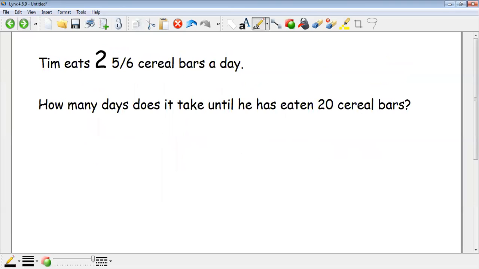And lastly, right, Tim eats 2 and 5/6 of cereal bars a day. How many days does it take until he has eaten 20 cereal bars? Right, I mean, you could just keep adding up 2 and 5/6, but I know I've got to reach 20 eventually. Now, something like this, I'm going to use a bit of estimation to begin with. So I know if I times this by 5, 2 5s are 10, and then by the time I've popped the other bits and pieces together, I'm not going to have enough for 20.